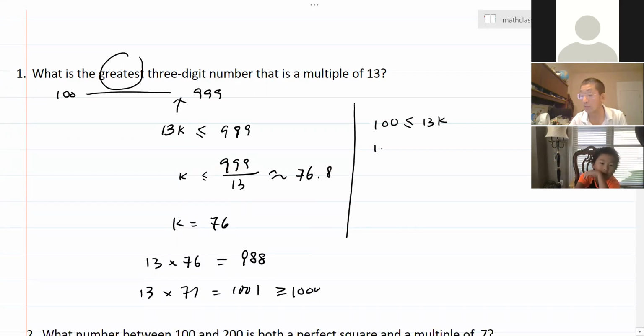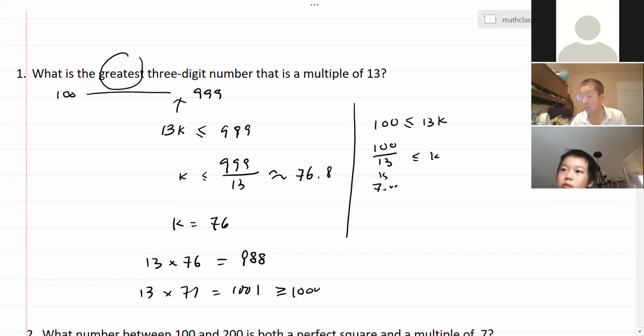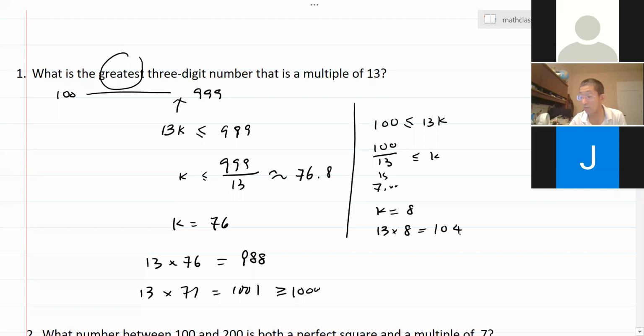So 100 divided by 13, okay? And then you estimate it, it's about 7 point something. So this 7 is a quotient, and you get a remainder. So the smallest number you can get for K should be 8, because K is greater than or equal to 7 point something. So that's why K should be equal to 8, and 13 times 8 is going to be 104. This is the least three-digit number that is a multiple of 13.